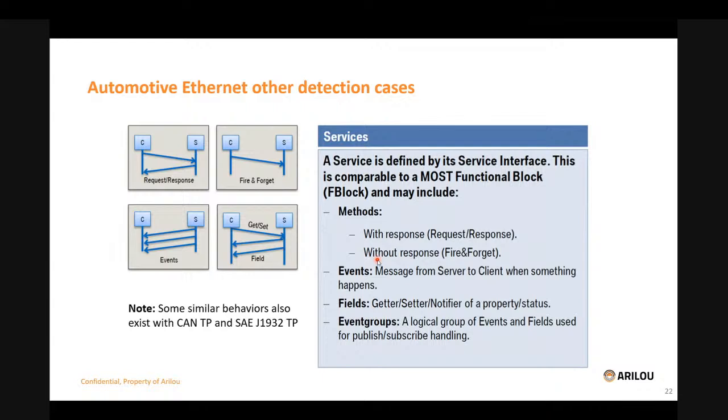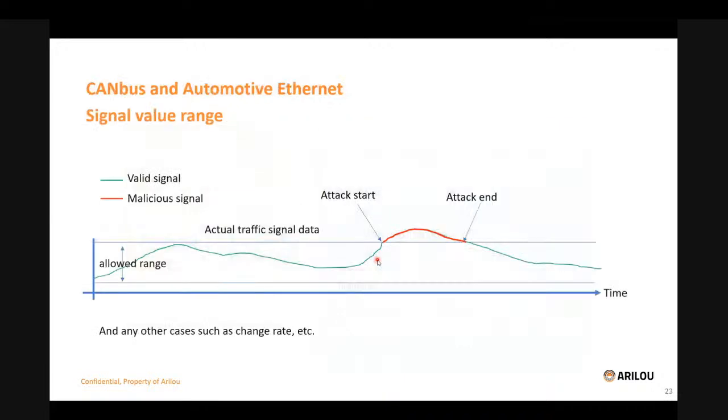So this is only looking at the protocol itself. I did not even go into the signals themselves. So let's look at some anomalies with respect to the signals themselves. Let's say we have an allowed range, and as long as the signals are within that range, that's fine. But if they go above or beyond that range, that means that something terribly wrong happened.